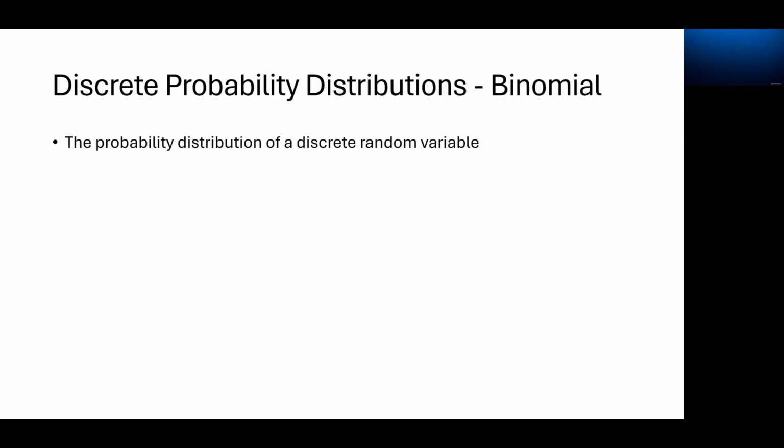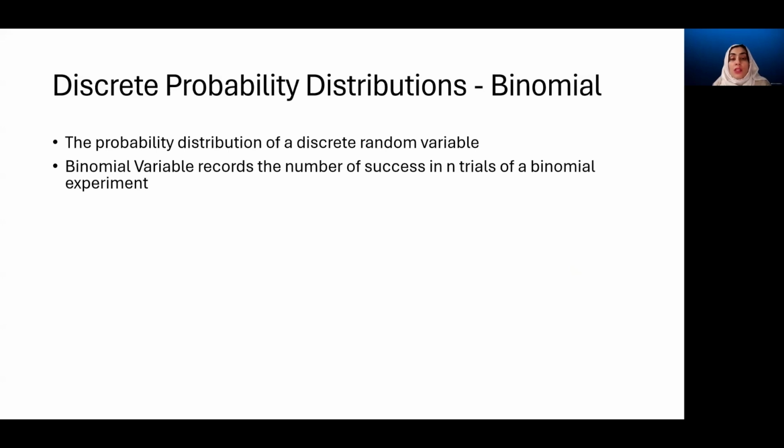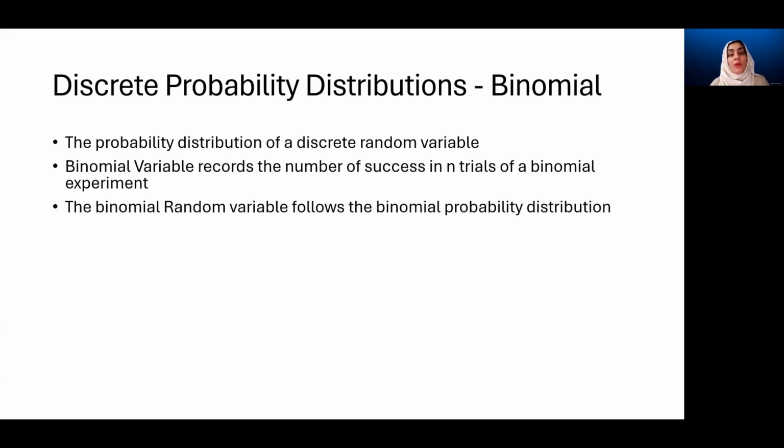The binomial distribution is the distribution of a discrete random variable. It records the number of successes in n trials of a binomial experiment. So the first condition is that there needs to be n trials. And then the binomial variable can take on all the possible values that could represent successes in those n trials. So of course, that could range from 0 to n. You can have none of the trials being successful or all of them being successful. And then the entire range between them can be the values that this binomial variable can acquire.